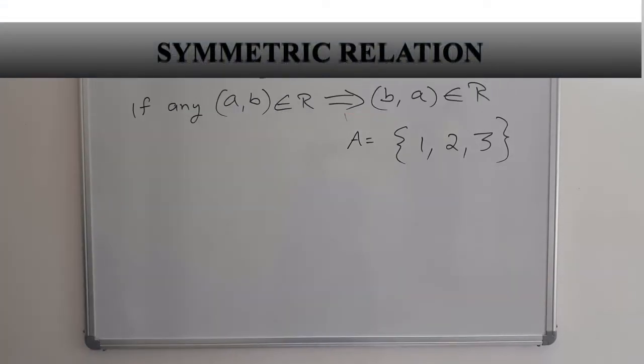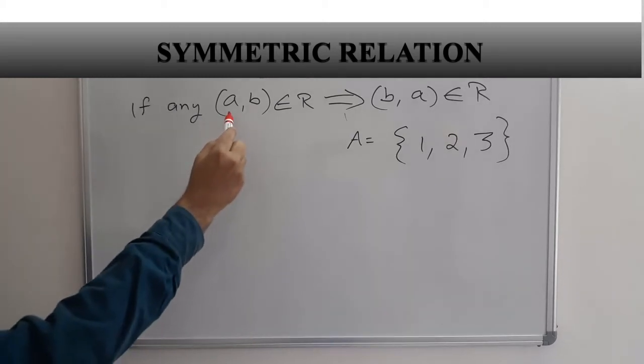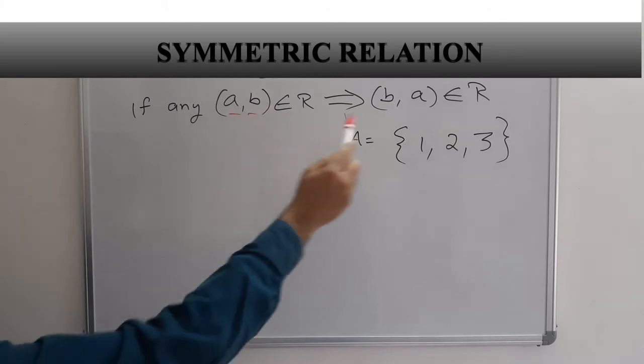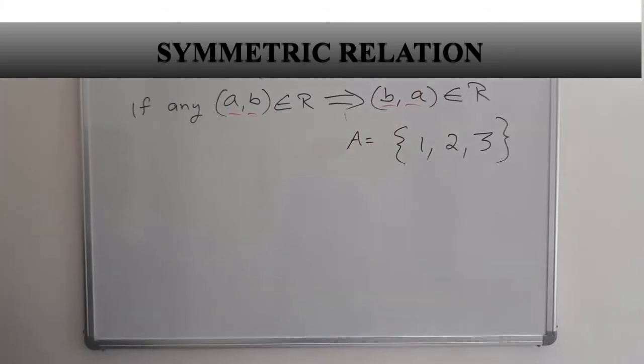Now let us see what is a symmetric relation. If any element (a, b) is present in the relation and if (b, a) is also present in that relation, then we say it is symmetric. Just see the logic here. For (a, b), the reverse of that, (b, a), should be present. And if (b, a) is present, (a, b) also should be present. The reverse of that pair should be present there. That is symmetric relation. We'll discuss with some examples.